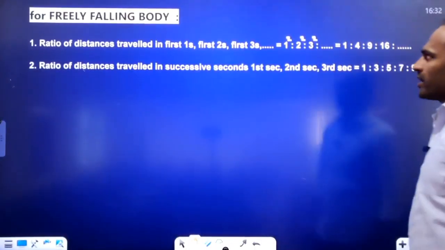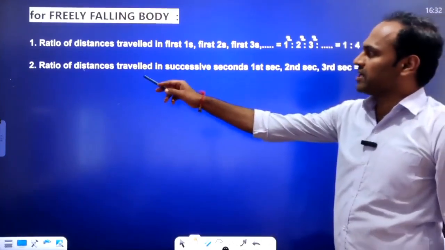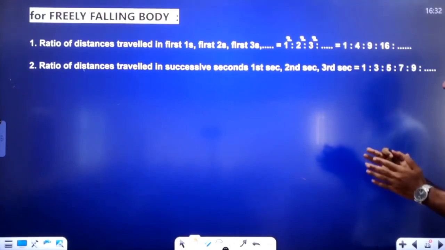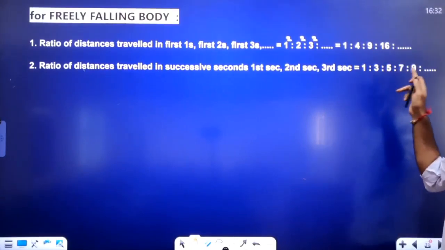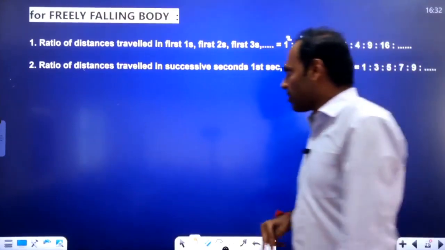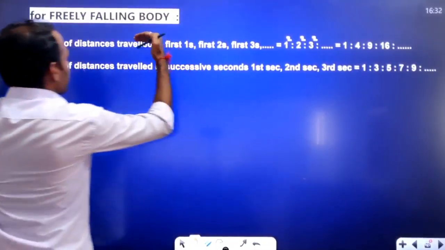We'll go for the second point now. The second point is the ratio of distances traveled in successive seconds: first second, second second, third second is 1:3:5:7:9. It is the ratio of odd numbers. What is the difference between these 2 points then?